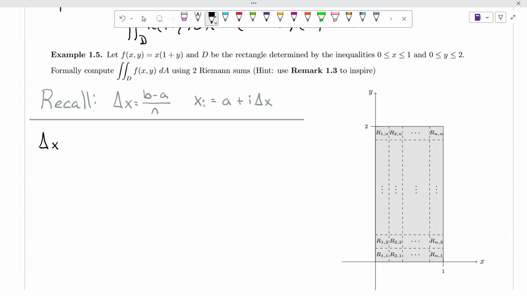So we are going to need a delta x for this problem, which is going to be 1 minus 0 over n, or just 1 over n. 1 and 0 come from the fact that x is between 0 and 1. Right, that's my x interval, 0 to 1. Now that I have delta x, I can go get an expression for xi, which is going to be a plus i delta x, where a is 0 because I'm starting at 0. So this is 0 plus i times 1 over n.